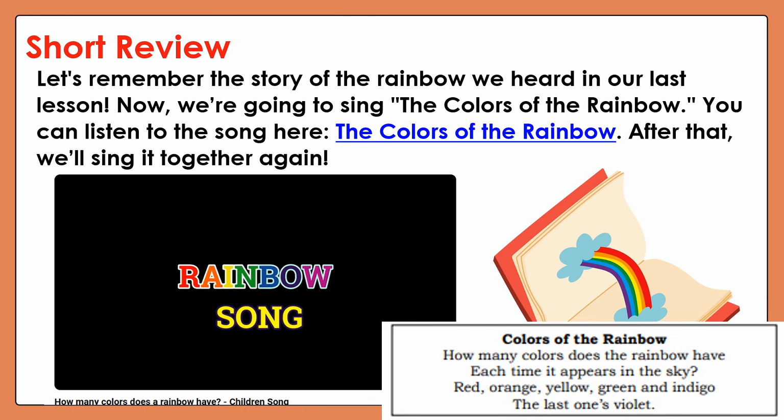Here is the lyrics. Colors of the rainbow. How many colors does the rainbow have? Each time it appears in the sky. Red, orange, yellow, green, and indigo. The last one's violet.